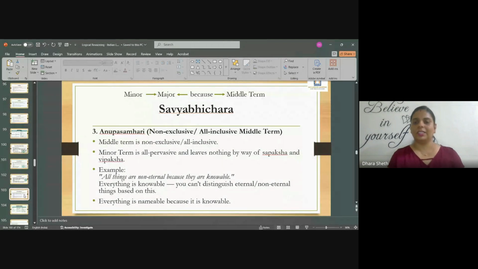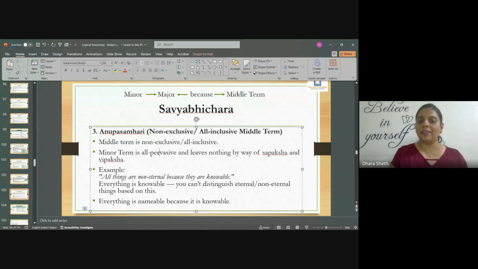And the third one is anupasamhari. They call it non-exclusive or all-inclusive middle term. Minor term is all pervasive. Middle term is all inclusive or non-exclusive. These are the words that they use in the question. What is the kind of fallacy where the middle term is non-exclusive and minor term is all pervasive? So here, middle term includes everything and minor term also includes everything. Where do you go and compare? There has to be some place where you go and compare and draw inference.